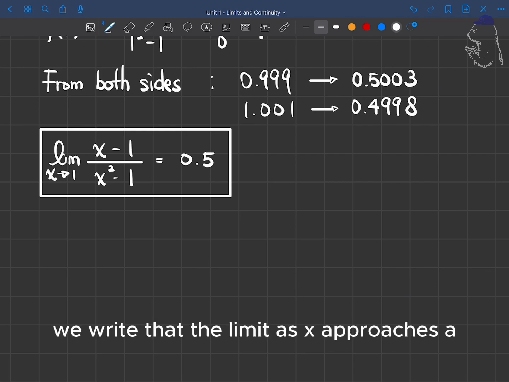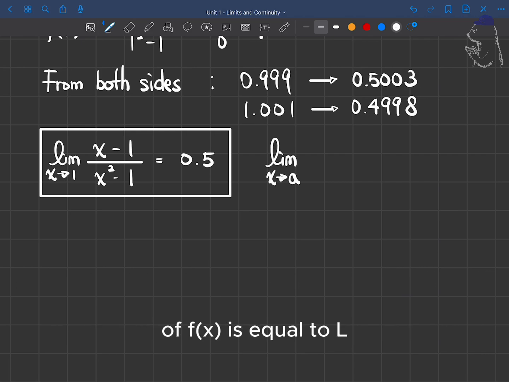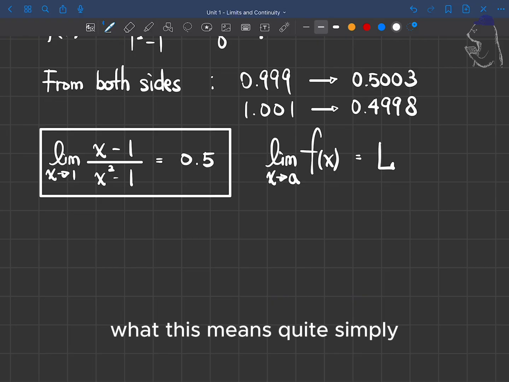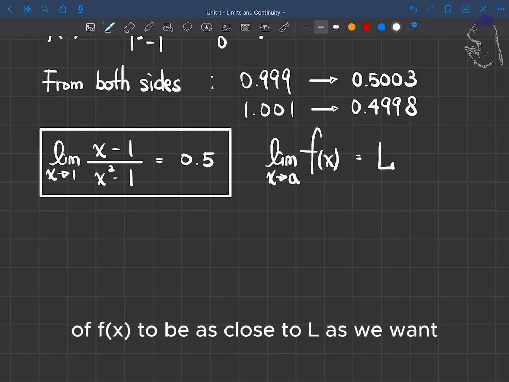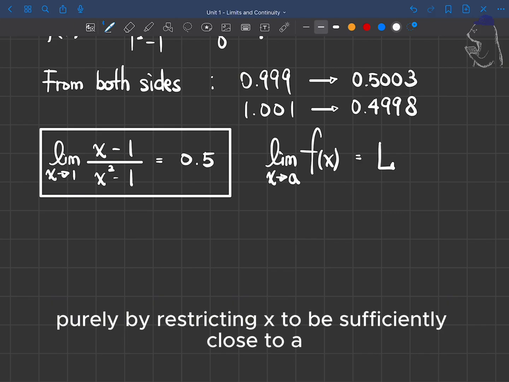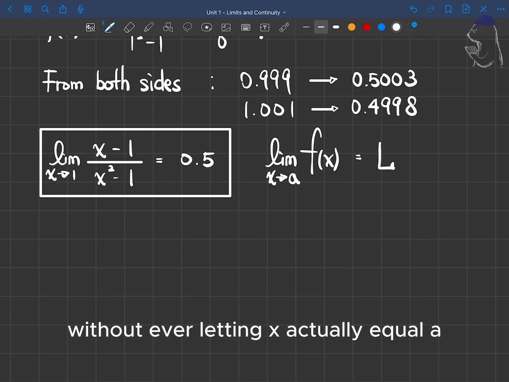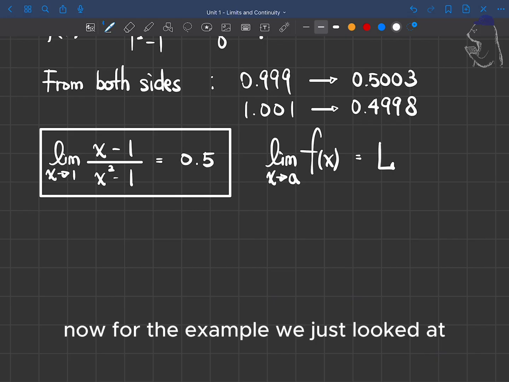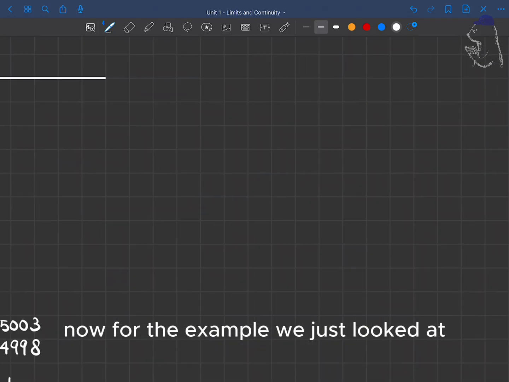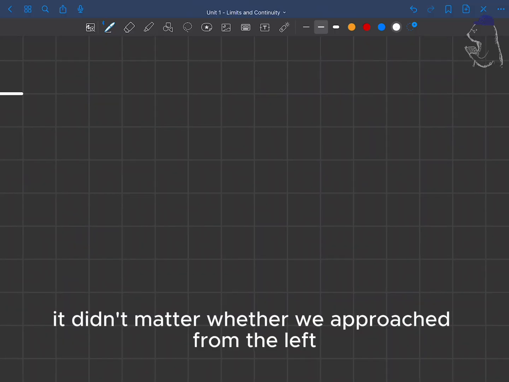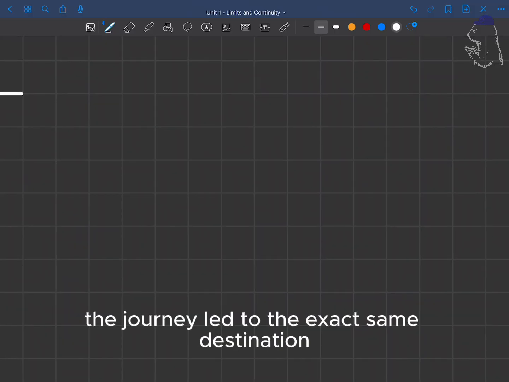We write that the limit as x approaches a of f of x is equal to L. What this means, quite simply, is that we can force the values of f of x to be as close to L as we want, purely by restricting x to be sufficiently close to a without ever letting x actually equal a. Now, for the example we just looked at, it didn't matter whether we approached from the left or from the right. The journey led to the exact same destination.